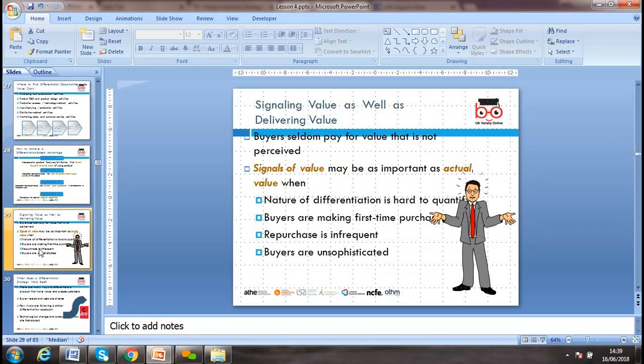Signaling value and delivering value. Buyers seldom pay for value that is not perceived. Signaling value may be as important as the actual value when the differences are hard for buyers to see, like bread is bread. If one bread is a high price and one is low, maybe we need to look at how fresh it is, how much we deliver, what sort of ingredients, what sort of packaging, and what sort of channel of distribution we use. Otherwise, bread is bread, tea is tea, coffee is coffee.